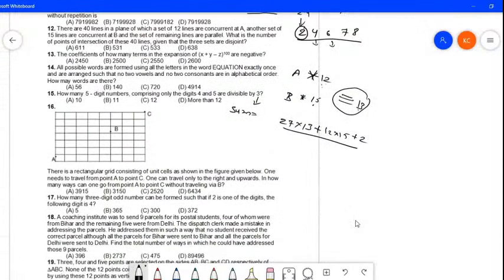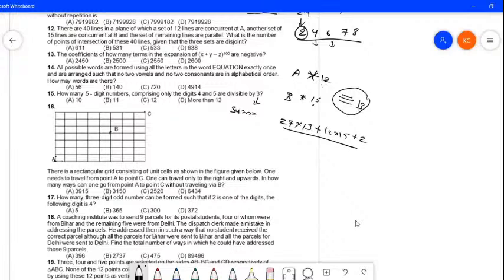Question number 16. There's a rectangular grid consisting of unit cells shown in the figure above. One needs to travel from A to C. One can only travel right or upward. In how many ways can you go from A to C without traveling via B? So what we need to find is, sorry, A should be here, B should be here. Okay, the number of paths from A to B, and the number of paths from B to C, so we'll find how many paths there are from A to C.